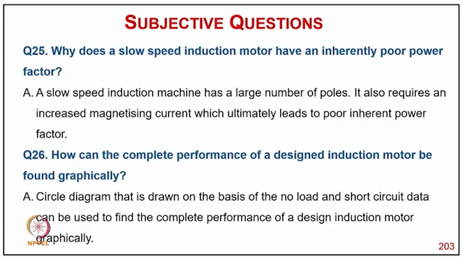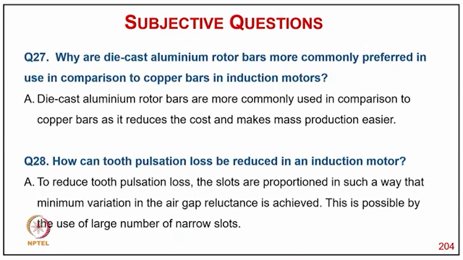Why does a slow speed induction motor have an inherently poor power factor? The slow speed induction motor has a large number of poles, so it requires increased magnetizing current, which ultimately leads to an inherently poor power factor. How can the complete performance of a designed motor be found graphically? The circle diagram can provide the basic no-load current circuit and can be used for the complete performance calculation graphically.